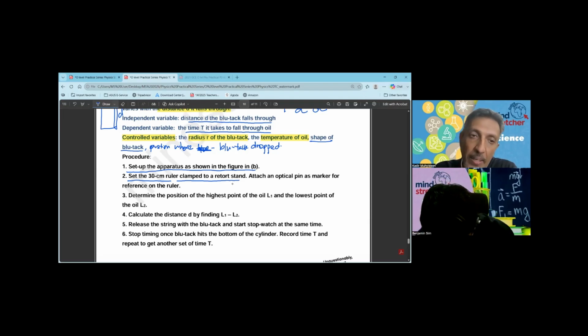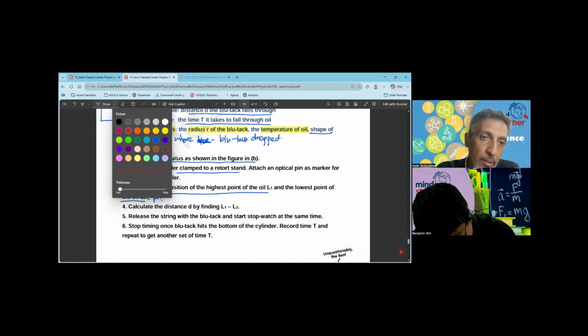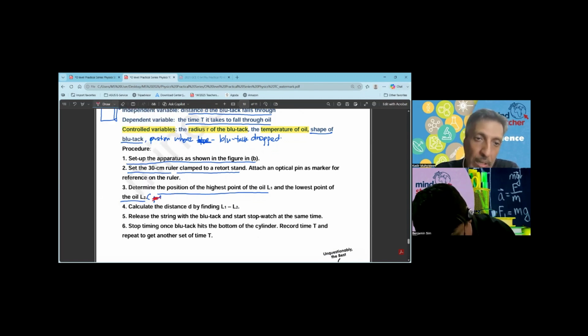Okay, this is a marking. So you determine the position of the highest point of the oil and the lowest point of the oil. So that means almost the bottom of the cylinder. This is the bottom of the cylinder. So calculate the distance L by finding L1 minus L2. Release the string with the blue tag. So this is your steps. These are your important steps.